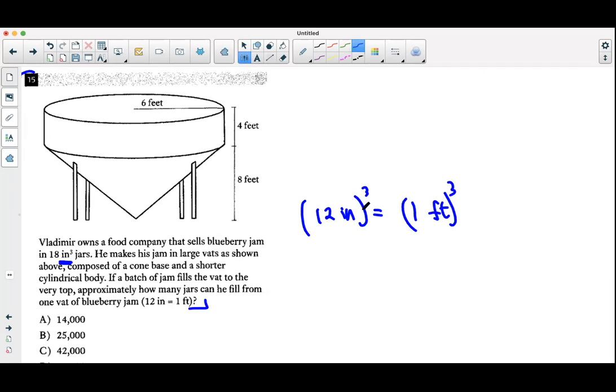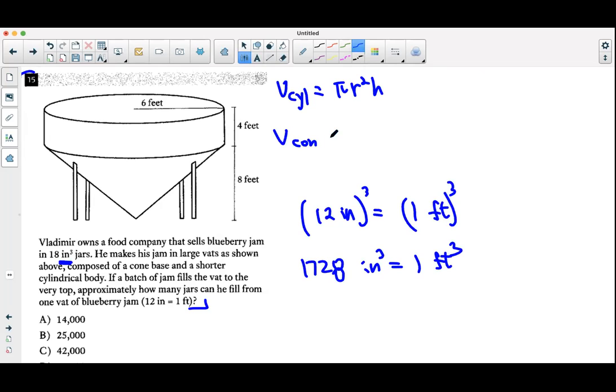So I'm going to calculate 12 to the third power. So 1728 cubic inches is equal to 1 cubic foot. So that's the conversion that I have here. Is that clear, guys? So now, another thing is I need to remember the volume of the cylinder. How do you find the volume of the cylinder? Volume of the cylinder is pi r squared h, and volume of the cone is 1/3 pi r squared h.